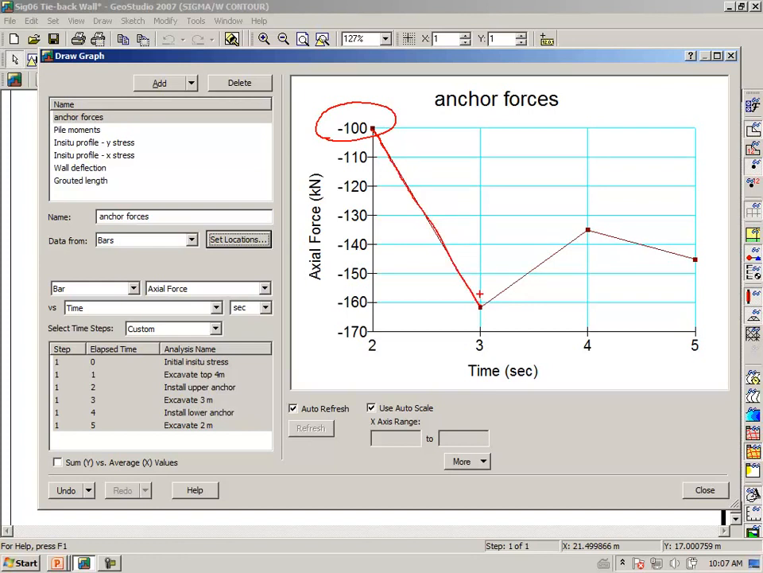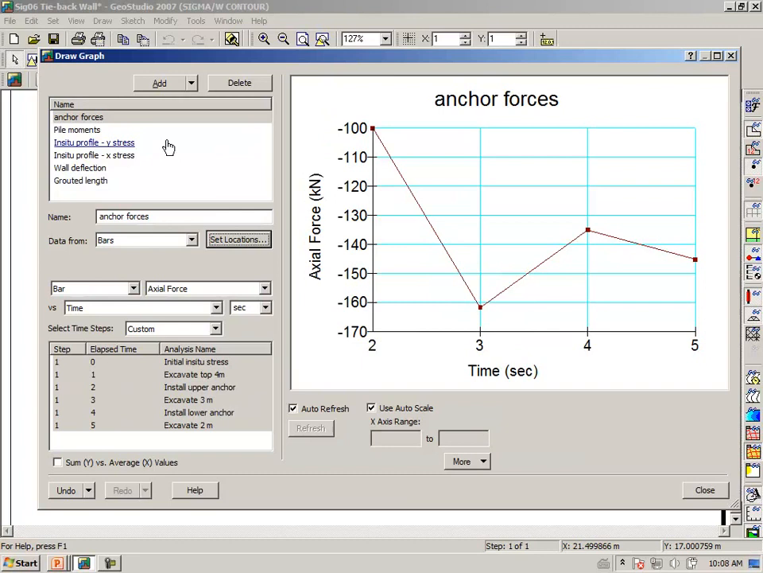But then when we installed the lower anchor, the tension decreased. In other words, tensioning the lower anchor slightly relaxed the force in the upper anchor, and then when we made the last excavation, there was a slight increase in the tension in the upper anchor. And what is rather interesting is that the maximum in the upper anchor does not occur at the end. It occurs after the middle excavation has been made.